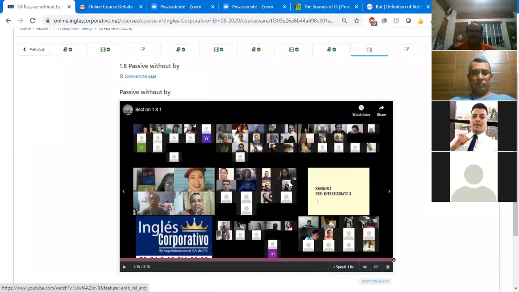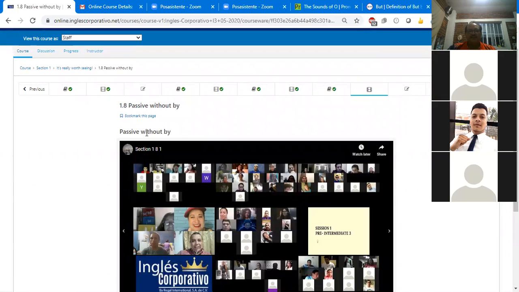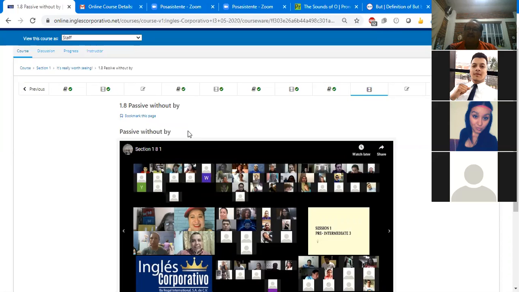Okay, good. Now, that's why sometimes it says passive without by. Sometimes this is the reason why it's not necessary to use by, but you are still using the passive voice. For example, we can say that Toyota cars are manufactured in Japan, right? Or in Mexico. We don't need to say by manufacturer. We omit that part. We just say the place where it is manufactured, okay?